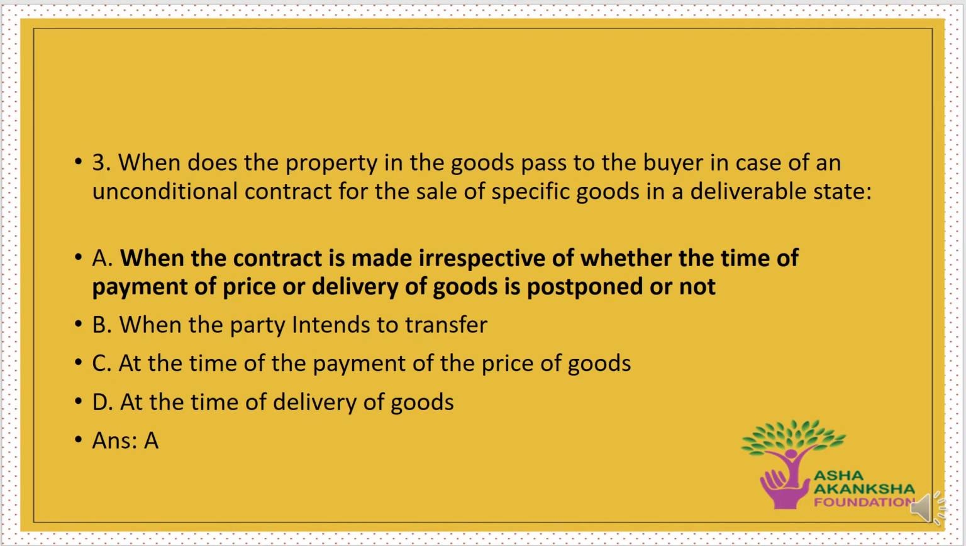Next question is, when does the property in goods pass to the buyer in case of an unconditional contract for sale of specific goods in deliverable state? The options are A. When the contract is made, irrespective of whether the time of payment of price or delivery of goods is postponed or not. B. When the party intends to transfer. C. At the time of the payment of the price of goods. Or D. At the time of delivery of goods.